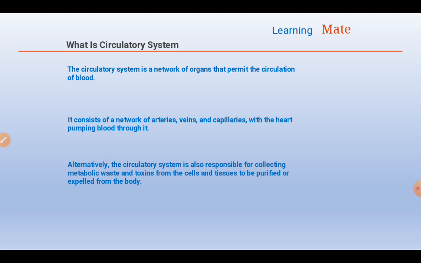So, the network of organs such as the arteries, veins, capillaries, and the heart come together to allow the movement of blood throughout the body and the collection of metabolic waste and toxins from the body.